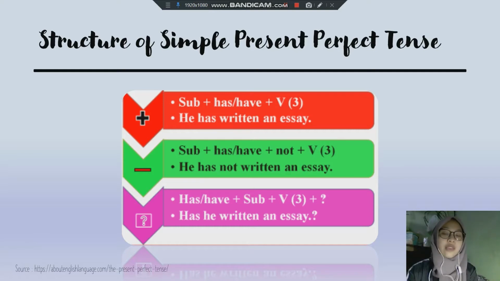For the negative, subject plus has or have plus not plus verb 3. For example, he has not written an essay. And for the interrogative, has or have plus subject plus verb 3. For example, has he written an essay?